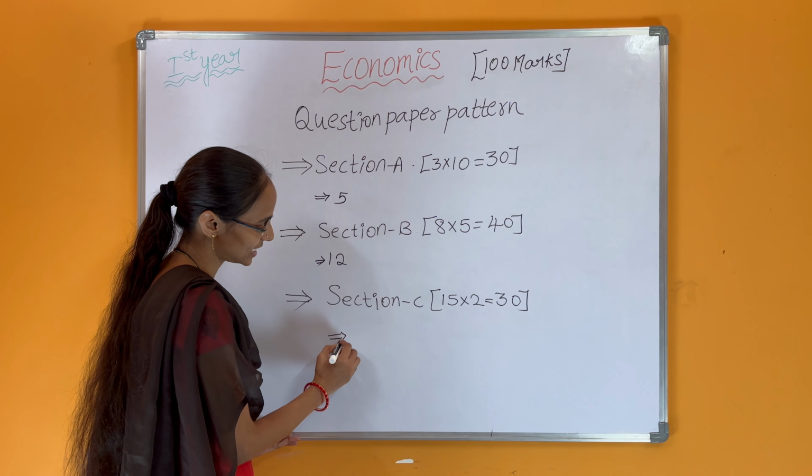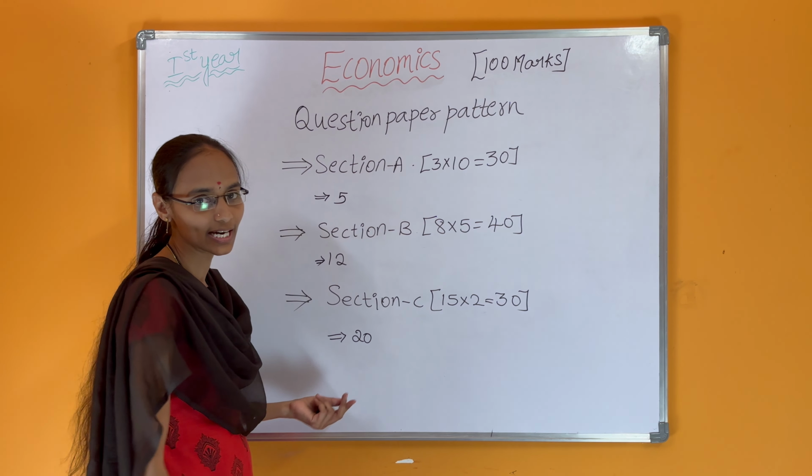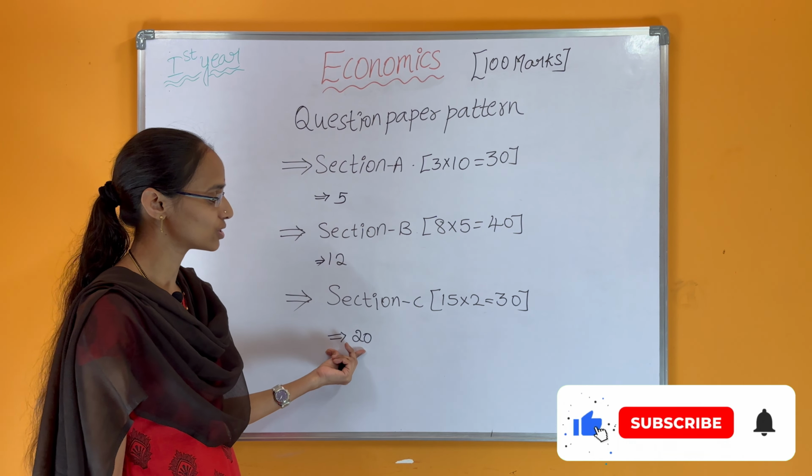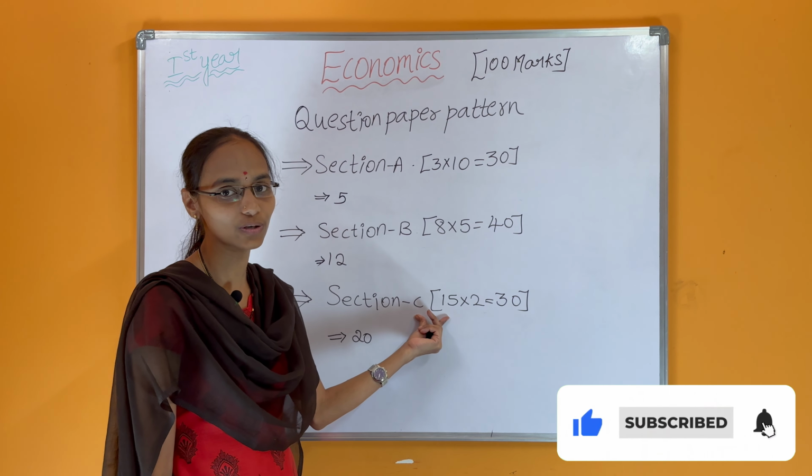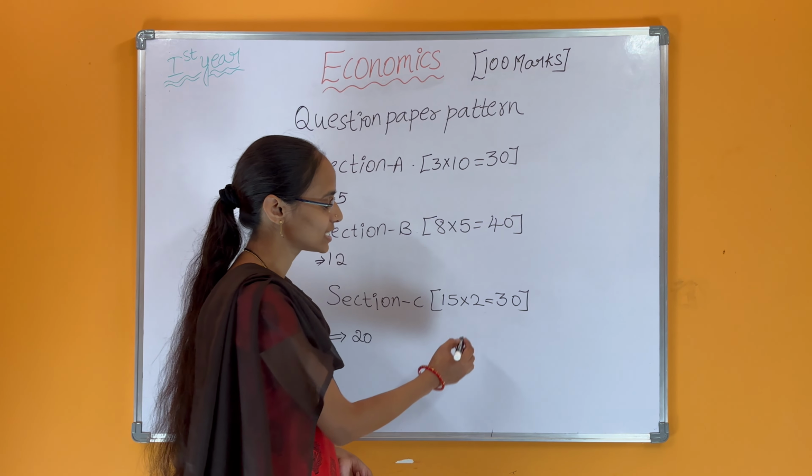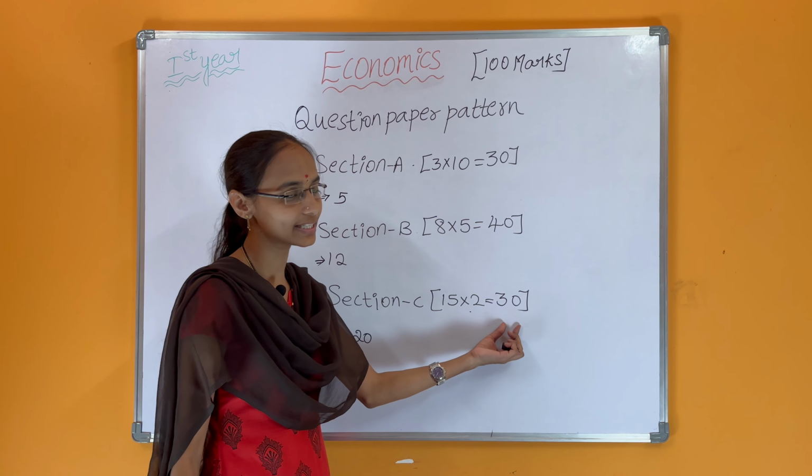Then next is section C. Under section C, a total of 20 questions are given. Out of these 20 questions, you have to attempt 15 questions. Each question carries 2 marks. 15 twos are 30 marks.